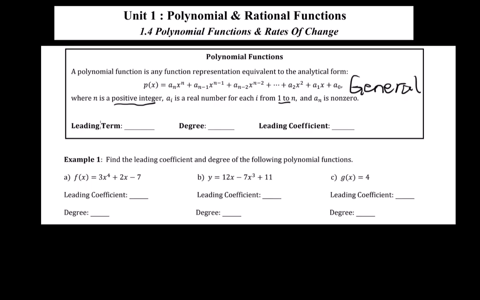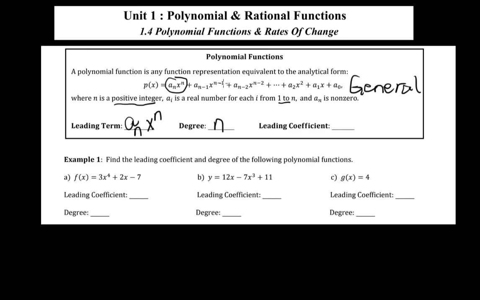So now from the general form, what is the leading term? The leading term always will be the term in which the variable has the highest power of all terms, which is this term. So the leading term is a sub n x power n. And what is the degree? The degree is the highest power of the variable, whether the variable is in the front, in the middle, or the last. Always we look at the highest power of all variables. So in this general form, the highest power is n.